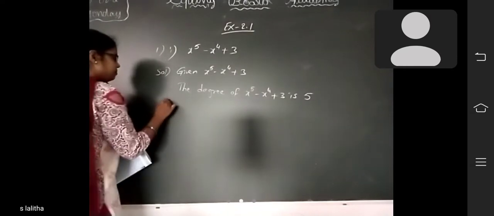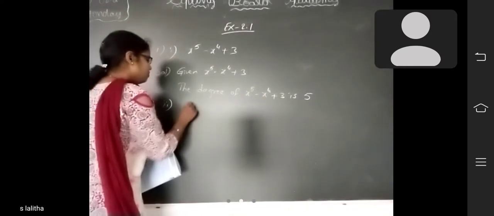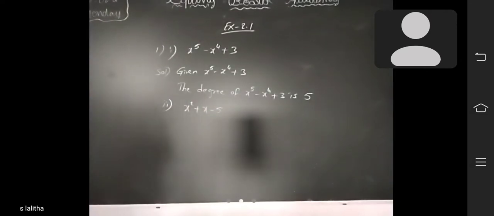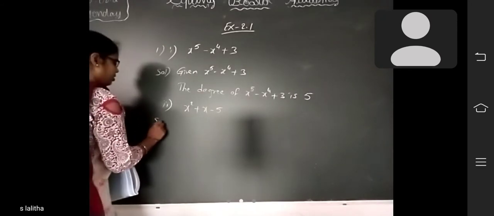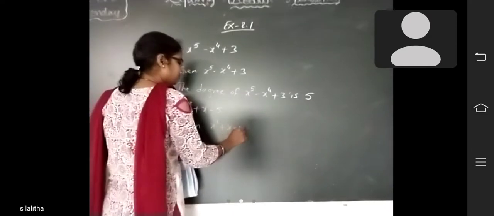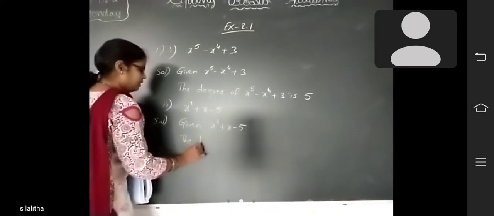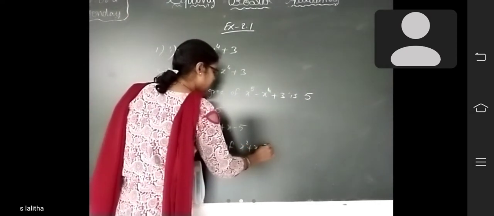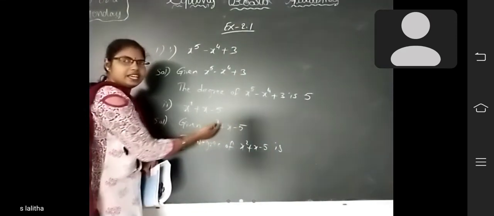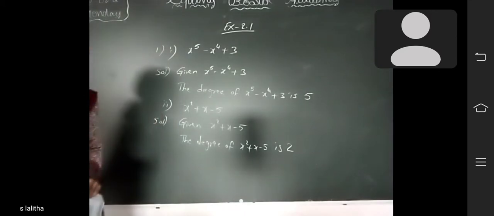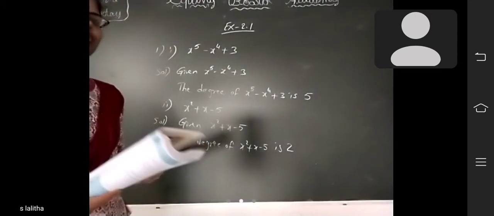Next, second one. X square plus x minus 5. So here what is the degree? Which one is the highest degree? Given x square plus x minus 5. The degree of x square plus x minus 5 is, here highest degree is 2. So what is the degree? 2. Okay. Can you do like that, children? Come on, do.